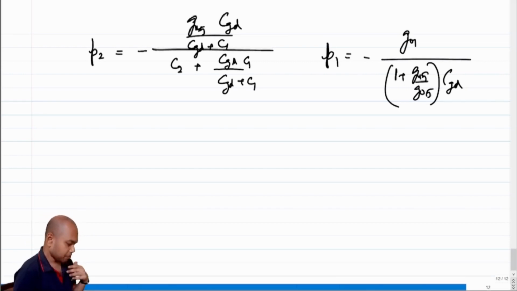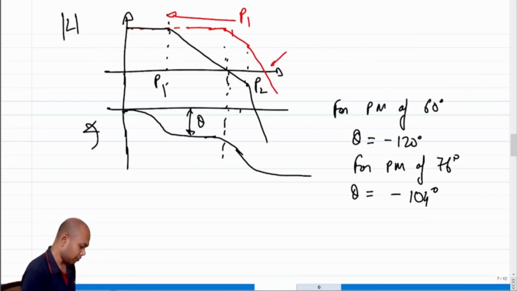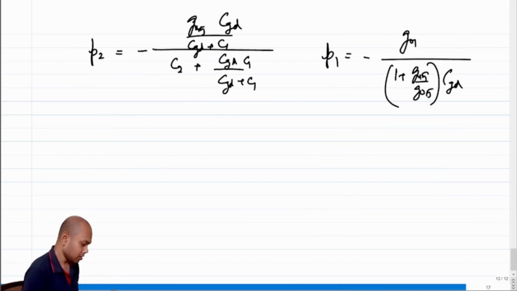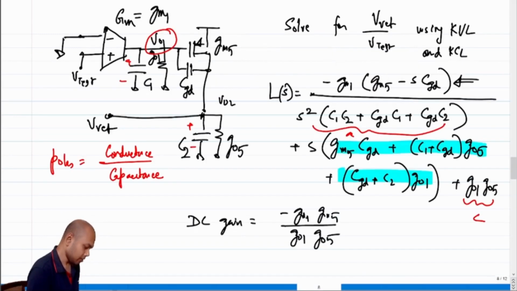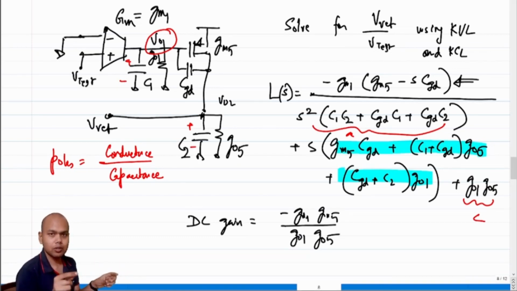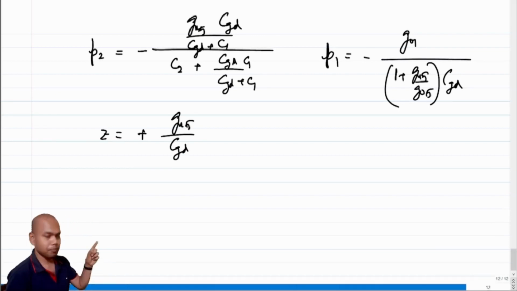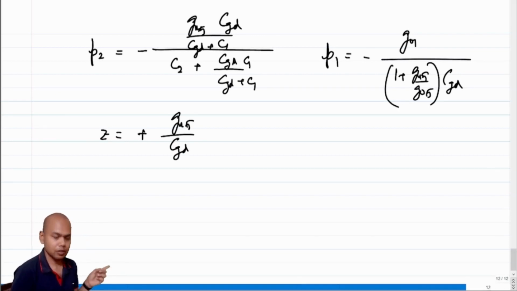Okay, fine. But note that in our transfer function we also have a zero. So this is the zero that we have been avoiding for a while. But what is the location of the zero? The location of the zero is that value of s for which the transfer function goes to 0. So for what value of s, what is the root? The root of the numerator is s equal to gm5 by cgd. So the zero is at plus gm5 by cgd. Note that this is a positive value. This is a right half plane zero, not a left half plane zero, right?